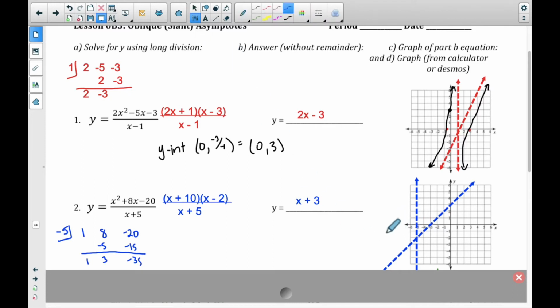My x-intercepts, I have an x-intercept at negative 10 and another x-intercept at positive 2. If I look at my y-intercept, I plug in zeros for x's and I get negative 20 over 5, which is 0, negative 4. So my y-intercept is here at negative 4. So again, I think we can figure this out, but I'll go ahead and show you what this is supposed to look like on the graph.